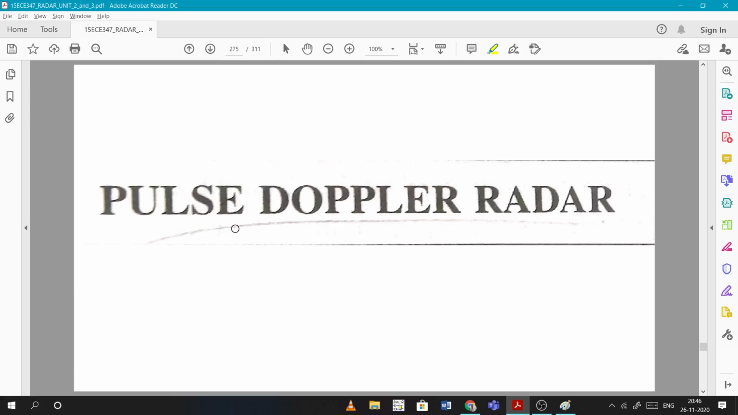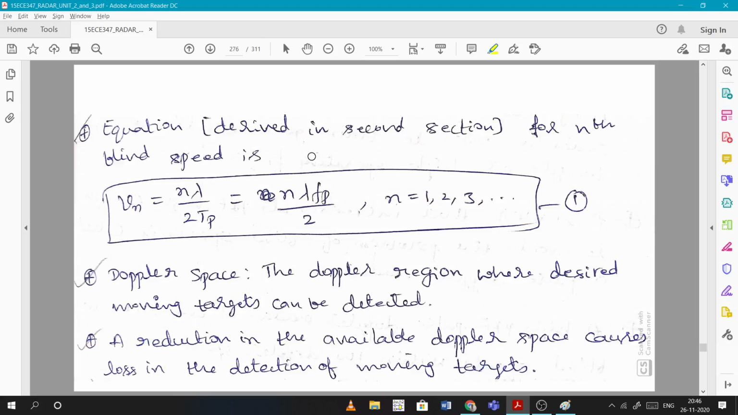So now, what is the pulse Doppler radar? The equation derived in the second section for the nth blind speed, right? We have seen the formula for nth blind speed, that is Vn equals n lambda by 2 Tp, where n is equal to 1, 2, 3, 4, 5. Doppler space is the Doppler region where the desired moving target can be detected. A reduction in the available Doppler space causes loss in the detection of moving targets. Yes, no.